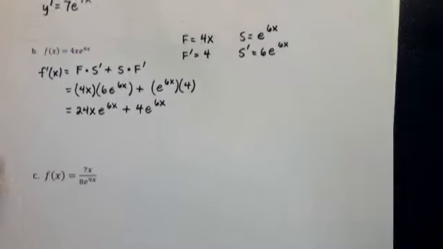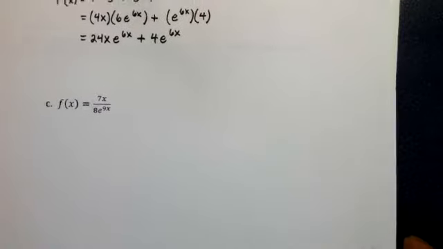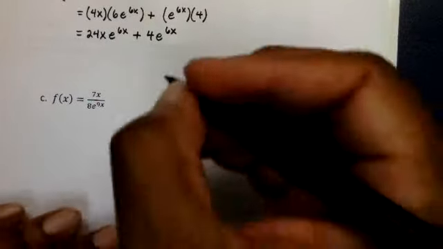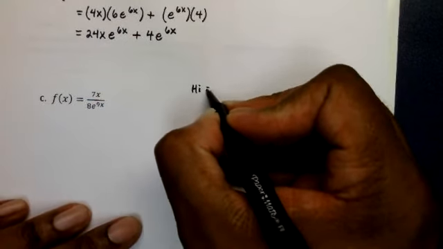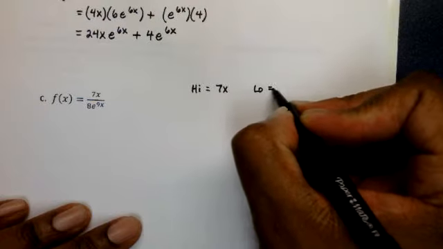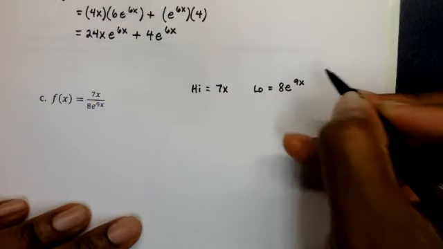All right, now take a look at part C. Now we got f of x equal to 7x over 8 e to the 9x. And here I want to find its derivative. I got a numerator and a denominator. That tells me I need to use the quotient rule for derivatives. So the high, which is the numerator, is 7x. The low, that's your denominator, 8e to the 9x.